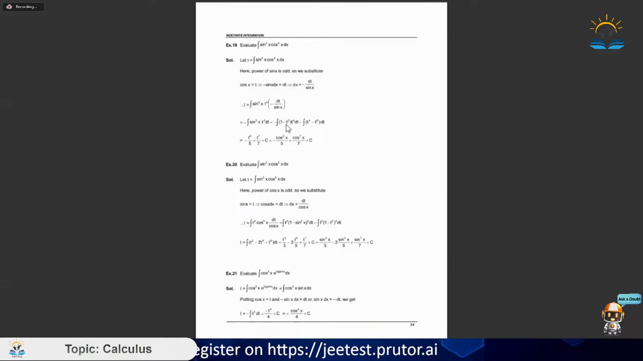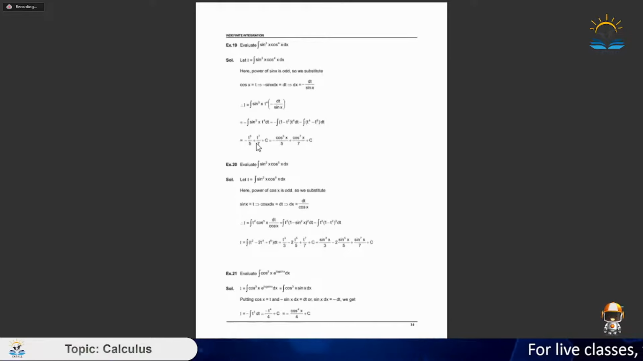So basically, then we will multiply this t to the power 4 and 1 minus t square, and finally we get simple linear equations with exponential powers, and we can finally integrate them in this way, and at the end we'll substitute t again by cos x. So this is our final answer.